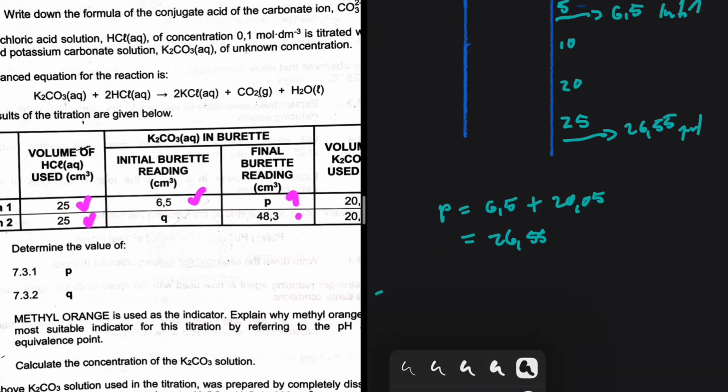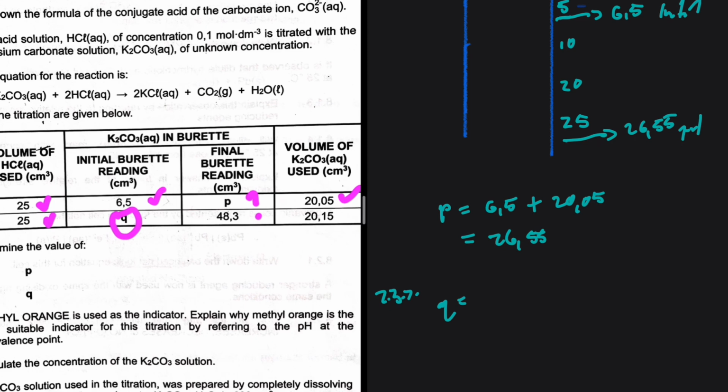Okay, and then 7.3.2, we're looking for the value of Q. Q, which we have here, is the initial reading. So how are we going to find Q? We take the final reading, which is 48.3, minus the volume that is used, 20.15. So 48.3 minus 20.15 is 28.15. So Q equals 28.15. That is the value of Q, and that is the value of P.